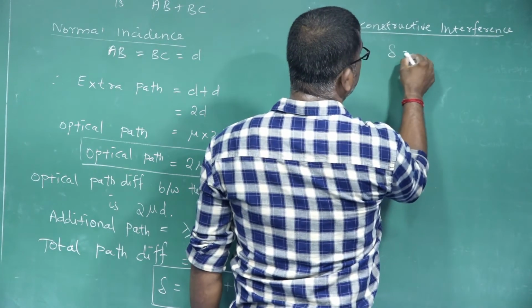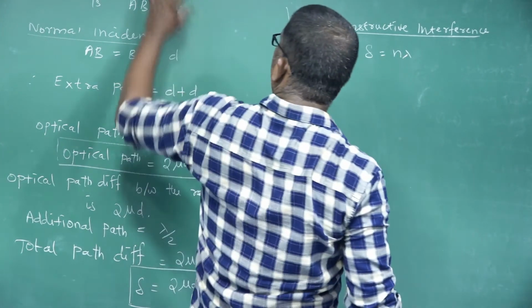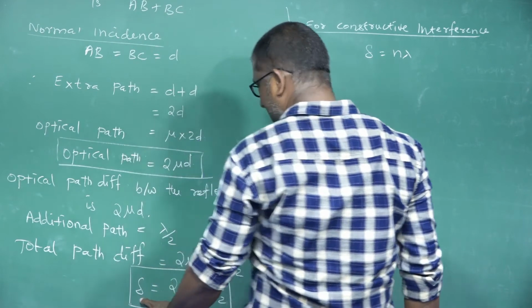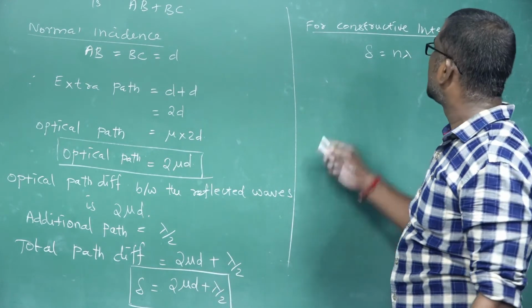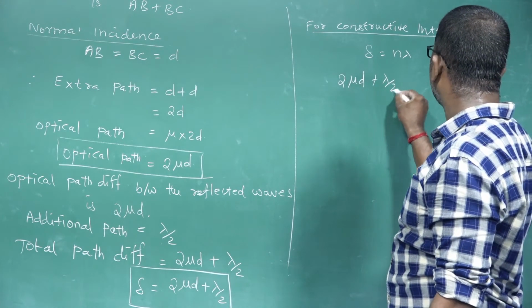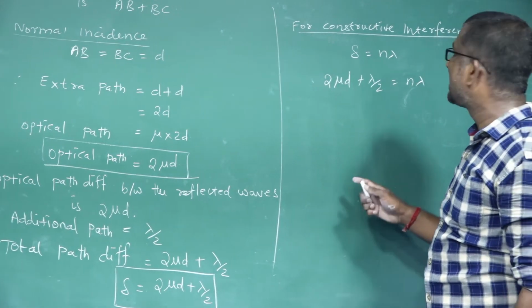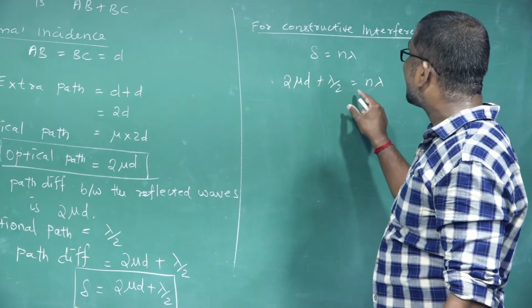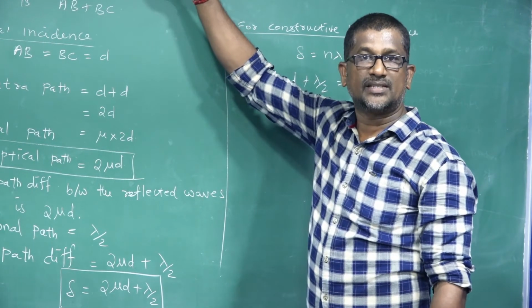path difference del is equal to n lambda. For reflected waves, path difference del is equal to 2 mu d plus lambda by 2. Therefore, 2 mu d plus lambda by 2 is equal to n lambda. So this is one of the conditions for constructive interference in the case of reflected waves.